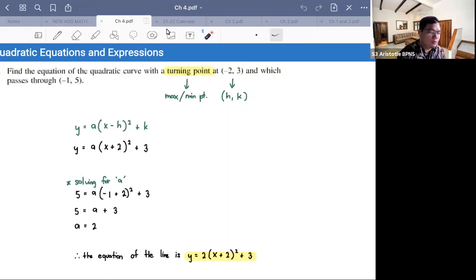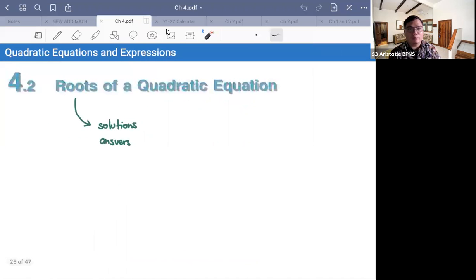Okay, so let's go to chapter 4.2, roots of quadratic equation. Class, from here on out, you'll see this word more often, the word roots. When you say roots, it's basically another word for solutions or answers. So when a question is asking for its roots, it's only asking for the solutions of an equation. It's like finding x or y. But basically, another word for roots is solutions. Okay, so you should know that one.